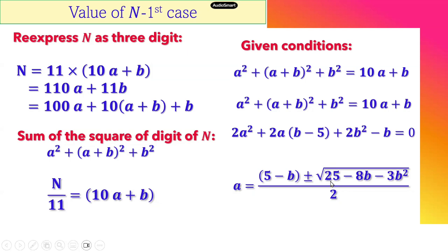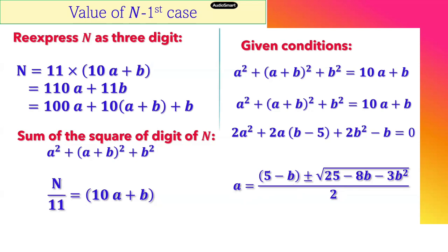Clearly, for certain b this will be negative, so those are not acceptable roots. And also, if the square root is not a perfect square, meaning it does not give an integer, that root will also not be considered, because a is an integer. So we must have the expression under the root be either a perfect square or 0. For that we will go through the values of b one by one and check which values of b are acceptable.